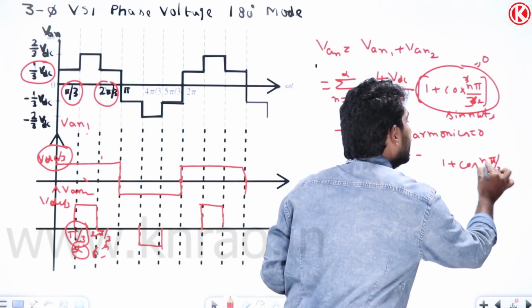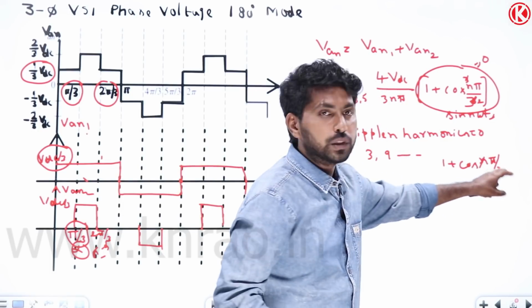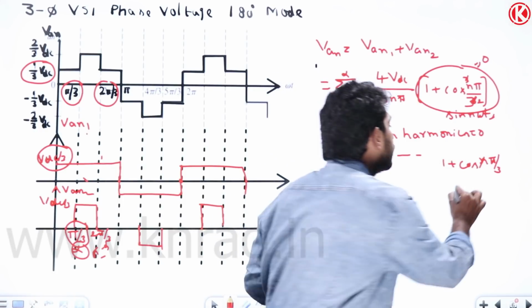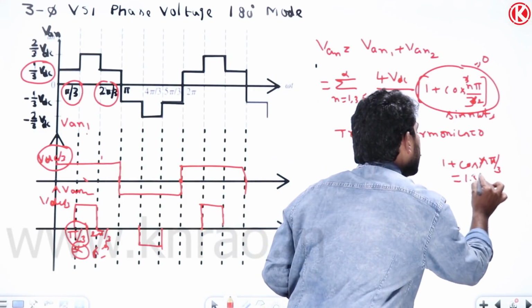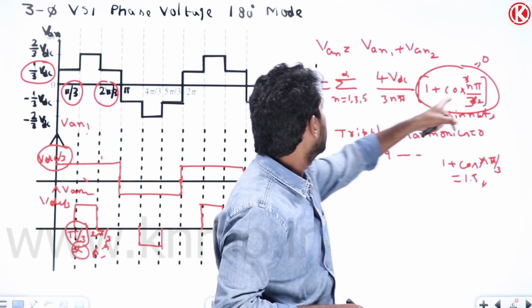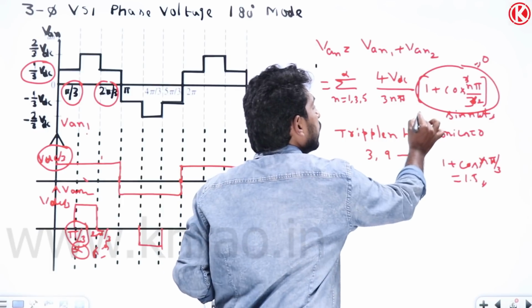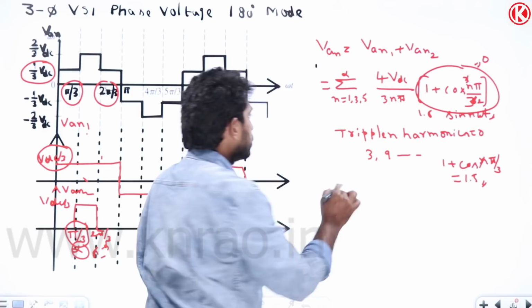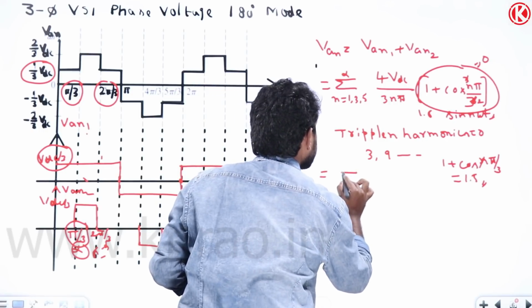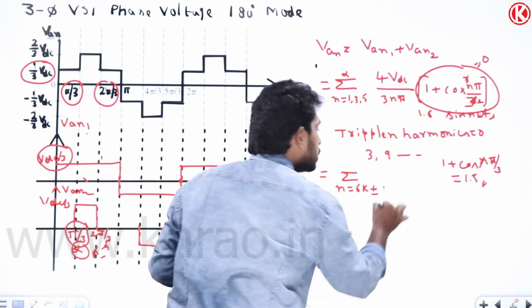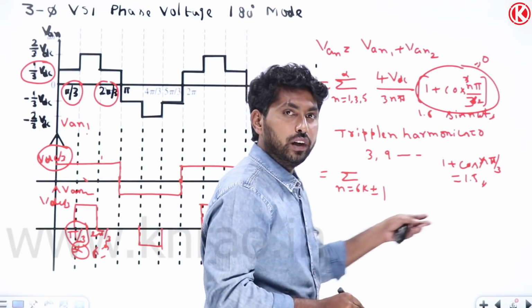So if I substitute n equal to 1, it will be cos pi by 3. Cos pi by 3 is nothing but cos 60, which is 0.5, so it will be 1.5. Similarly, if I substitute the remaining terms also, I will get 1.5 here. Here the triplen harmonics are 0, so we have to write the expression for n equal to 6k plus or minus 1, where k equal to 0, 1, 2 and so on.